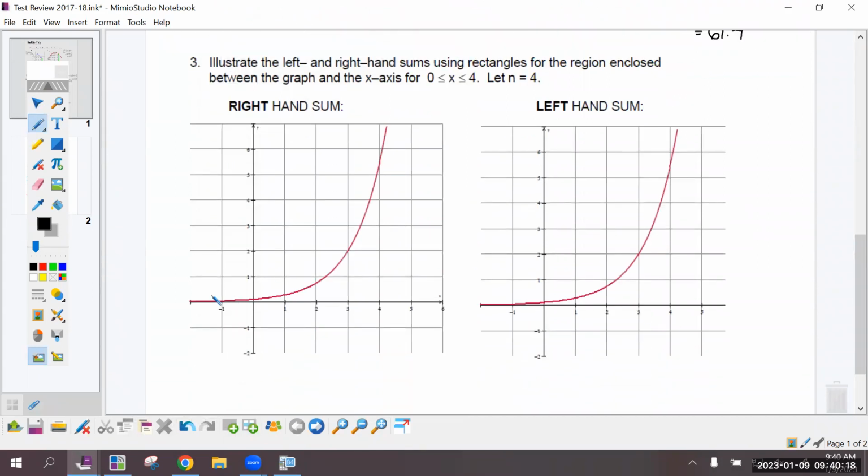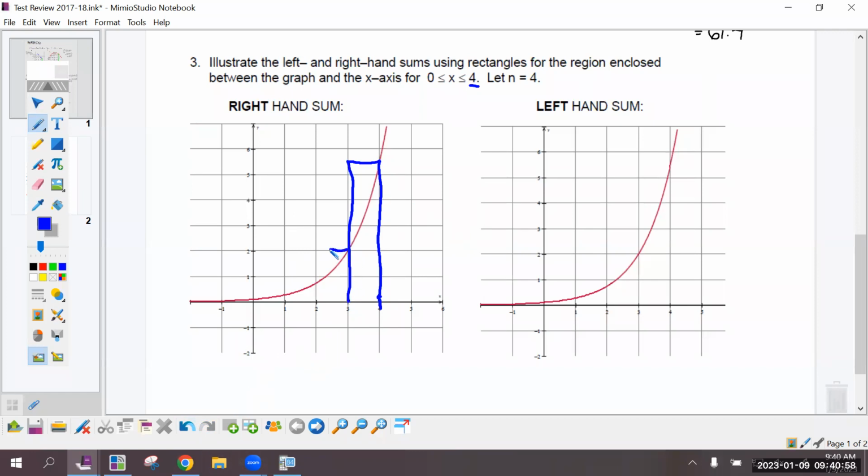Illustrate the left and right hand sum until 4. Let n be 4. So that means the width of my rectangle will be 1, because if I need to go from 0 to 4 with 4 rectangles, each one will have a width of 1. So the right-hand sum, I start on the right-hand side to get the corner of my rectangle. Well, that is very squiggly. There we go. You get the idea.